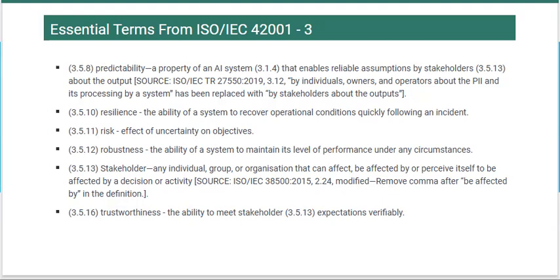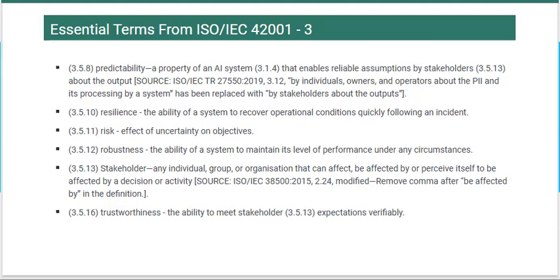Essential terms from ISO/IEC 42001, part 3. 3.5.8, predictability, a property of an AI system that enables reliable assumptions by stakeholders about the output. Source: ISO/IEC TR 27550:2019, 3.12, where "by individuals, owners, and operators about the PII and its processing by a system" has been replaced with "by stakeholders about the outputs."